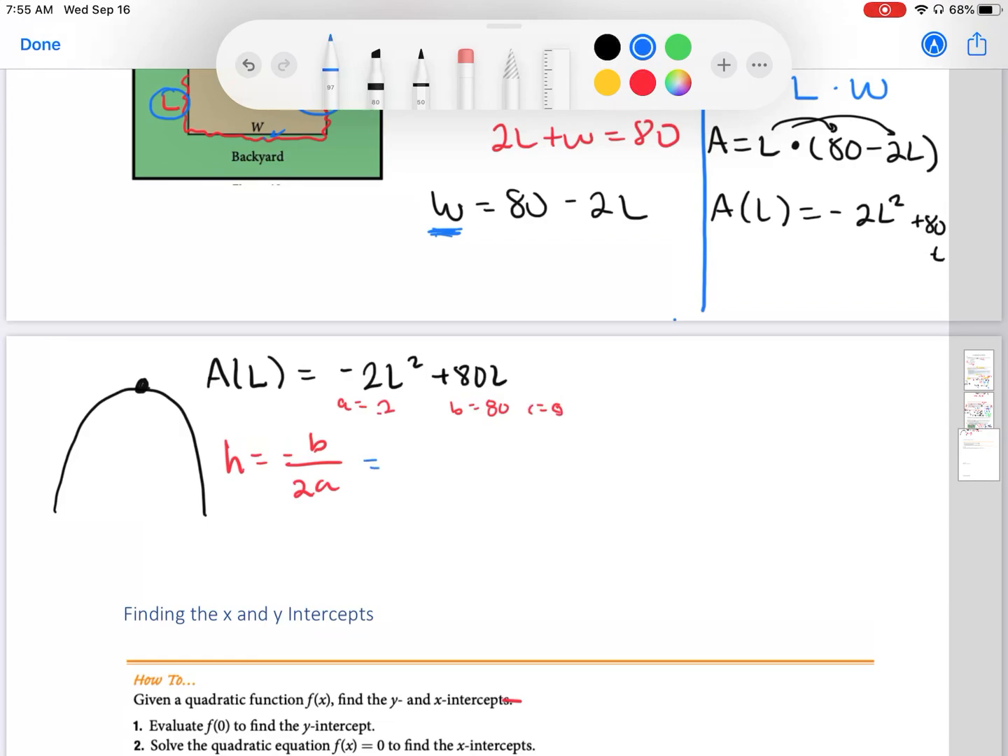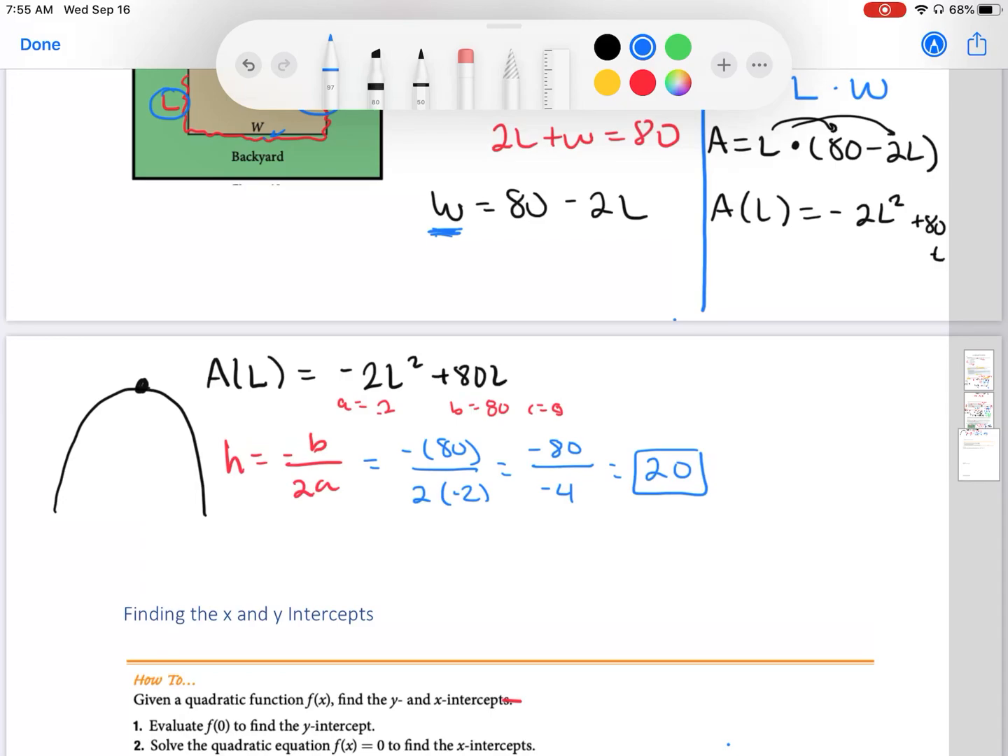Let's find that vertex. I have negative 80 divided by 2 times A. Negative 80 and 2 times A is 2 times negative 2. So we're left with negative 80 divided by 2 times negative 2, negative 4. And negative divided by negative is positive, so we have 80 divided by 4, which gives us 20. All right, that's our H.